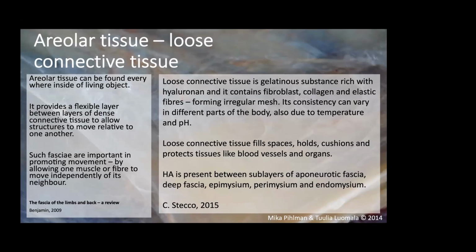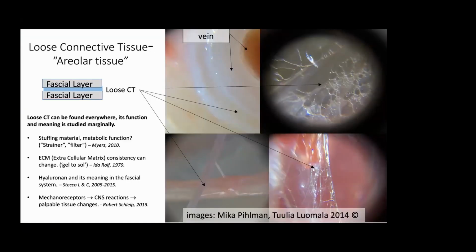This loose connective tissue is filling spaces, it's holding, it's cushioning things, and it is also very important when we are talking about the protection of the blood vessels and also organs. So we need this one, and this is very crucial for our body to work the way it is working. So no wonder I'm really fond of this tissue.